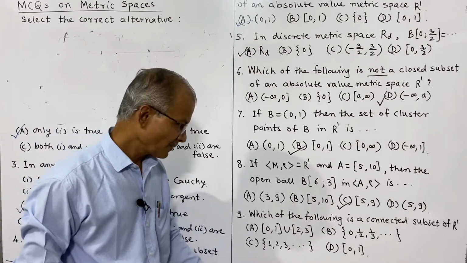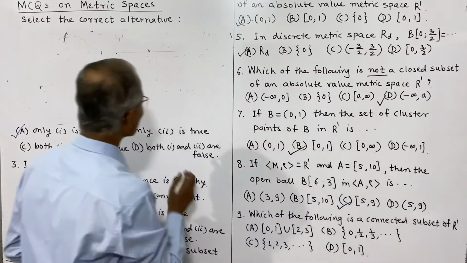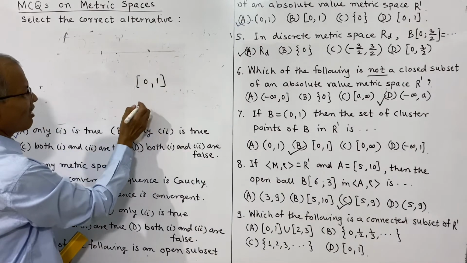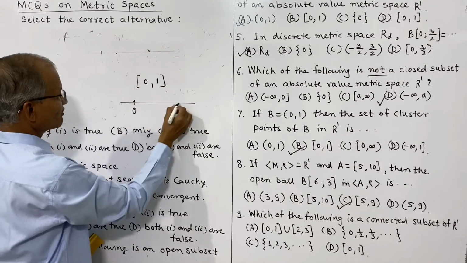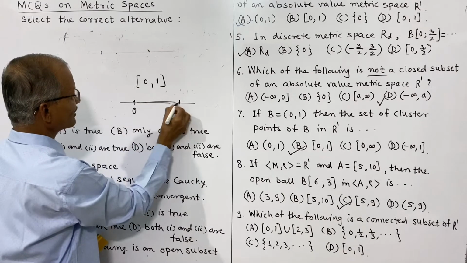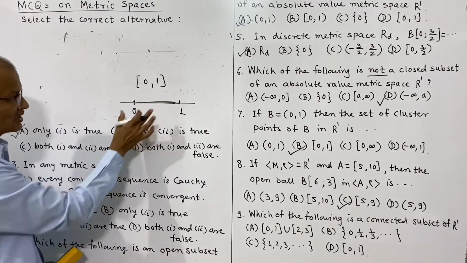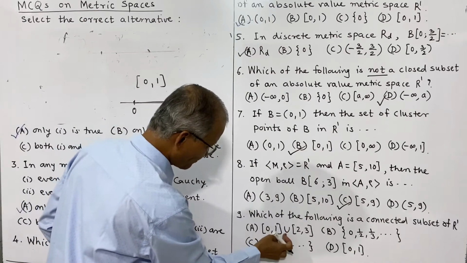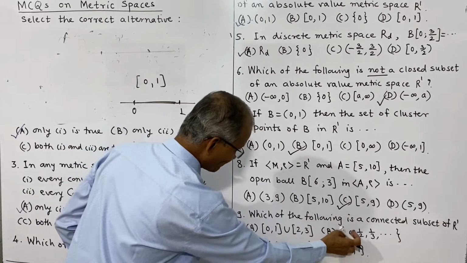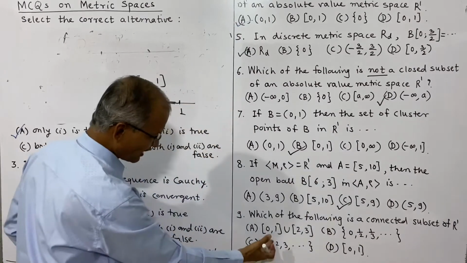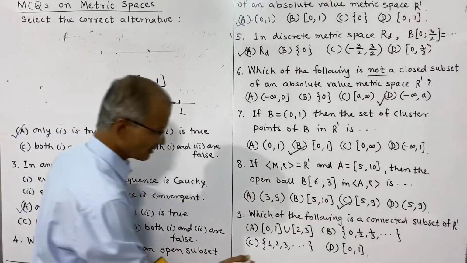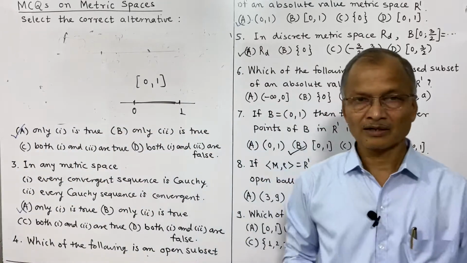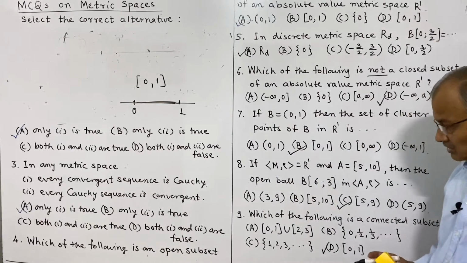It is not connected. And this is connected because if you consider 0 to 1, then any point between 0 to 1, all the real numbers from 0 up to 1 are contained in this set, and therefore this set is connected. Earlier are not connected because here 1.5 is not there. Here between 1 by 4 is not there, and similarly here 1.5 is not there, and so the answer is D. So these are the correct alternatives for these questions.